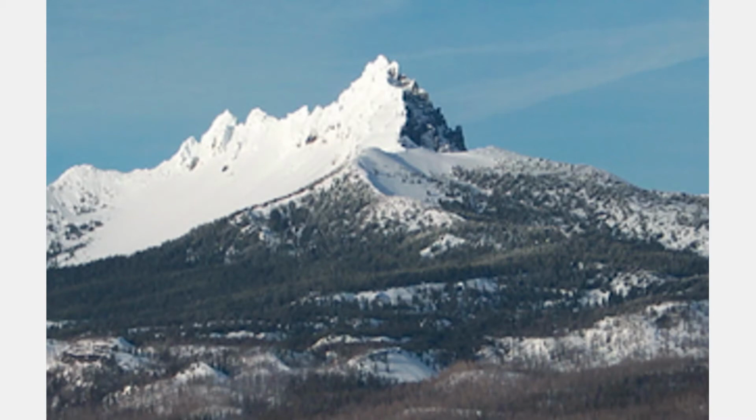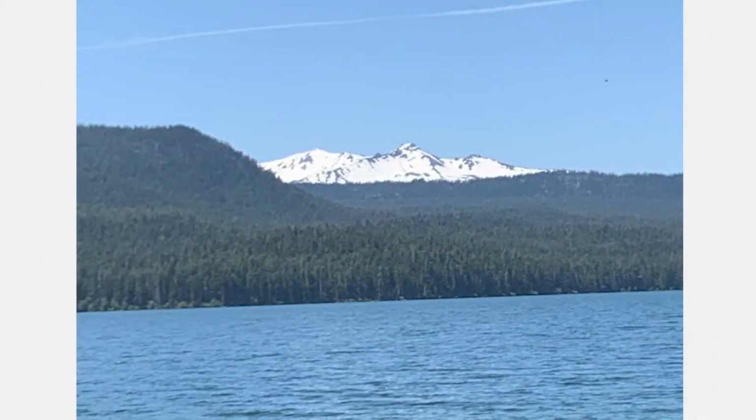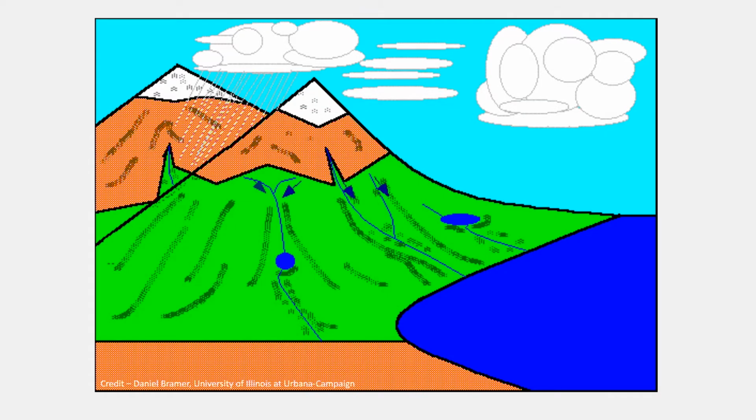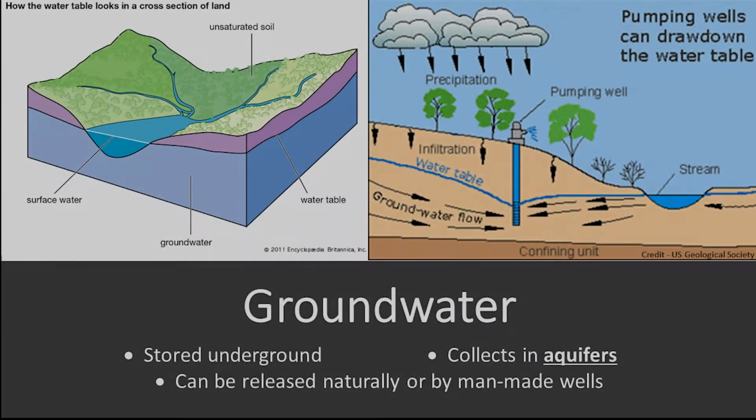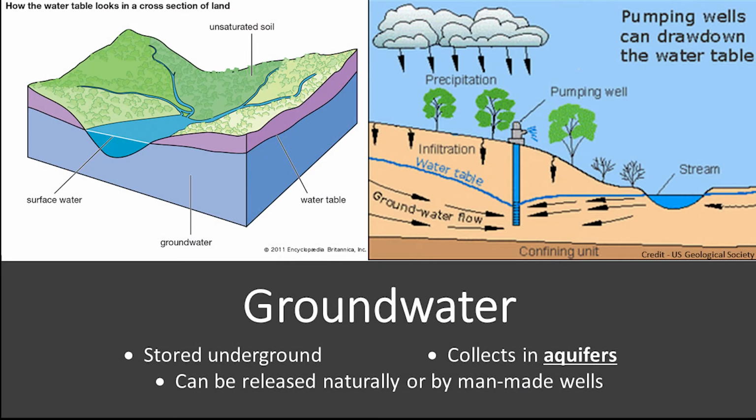Mountaintops can be considered natural water towers because they help replenish the water of rivers, lakes, and streams downhill. During the cold months, snow accumulates on the mountaintops, and in warm months, the snow melts and the water moves down as runoff. Groundwater is water that is stored under Earth's surface.